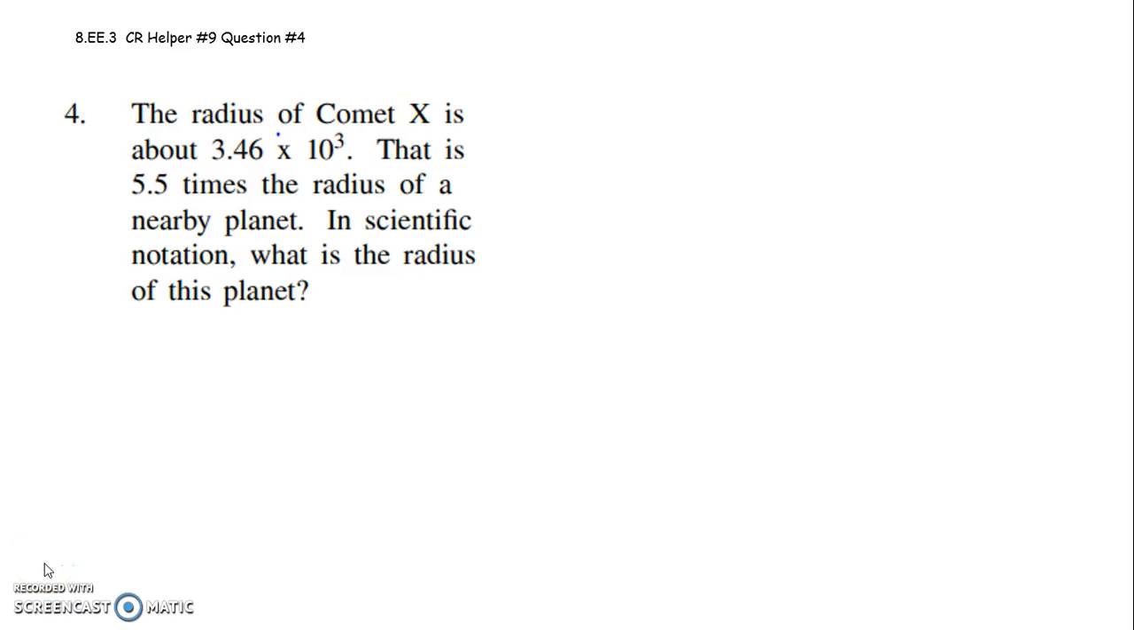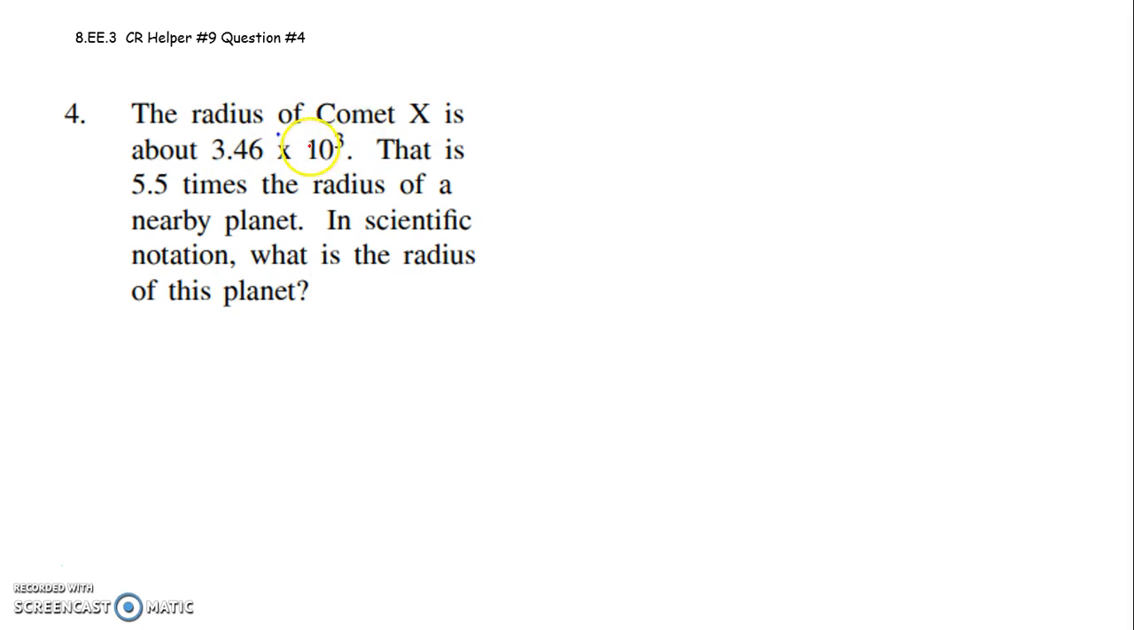All right, 8th graders, this is to help you with question 4 on CR9. It says the radius of Comet X is about 3.46 times 10 to the third. That is 5.5 times the radius of a nearby planet. In scientific notation, what is the radius of this planet?